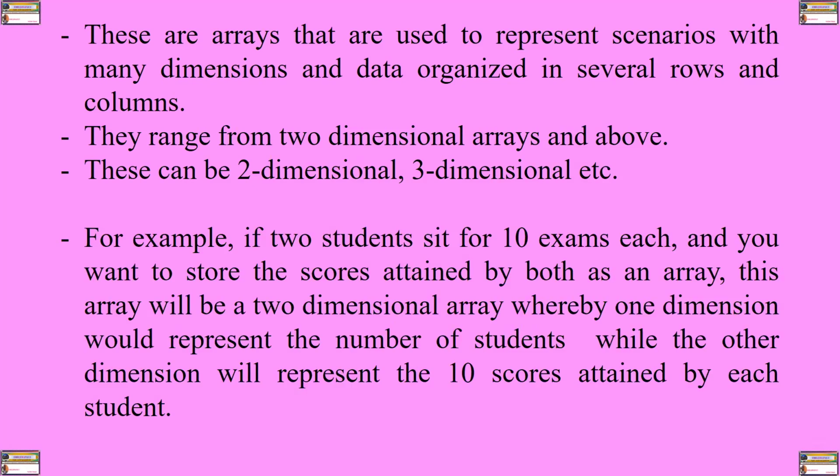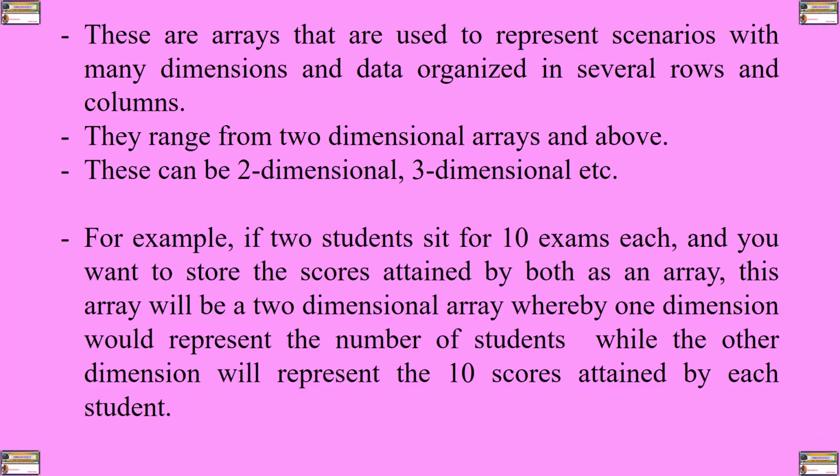For example, if two students sit for 10 exams each, and you want to store the scores attained by both as an array, this will be a two-dimensional array, whereby one dimension would represent the number of students, while the other dimension will represent the scores attained by each student. But kindly note that you don't write the names of the students. You use numbers. If you have two students, for example, and one student is called Julius, and the other one is called Otieno, then you serialize them. For example, Julius can be number 1, while Otieno is 2.